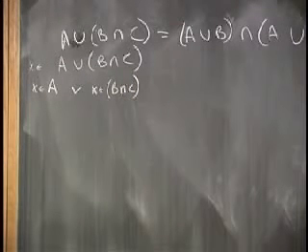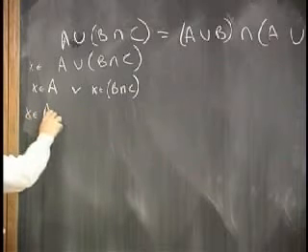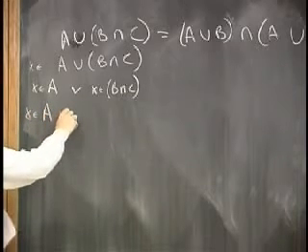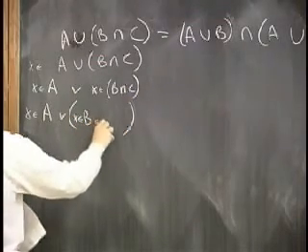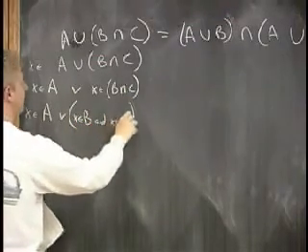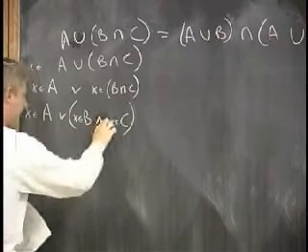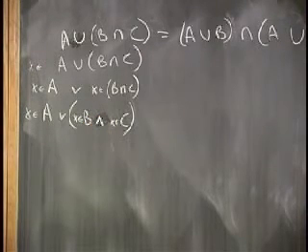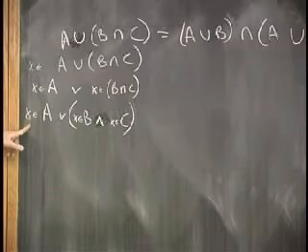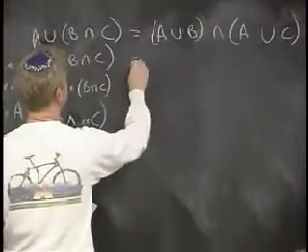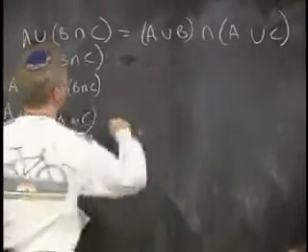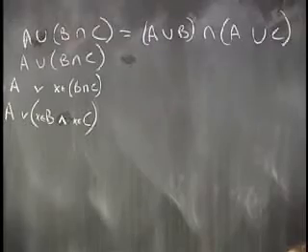Can we unravel that a little more? X is an element of A, or, parenthesis, X is an element of B and X is an element of C. Good. Okay, this is what I have so far. Let's do a similar thing on the other side.